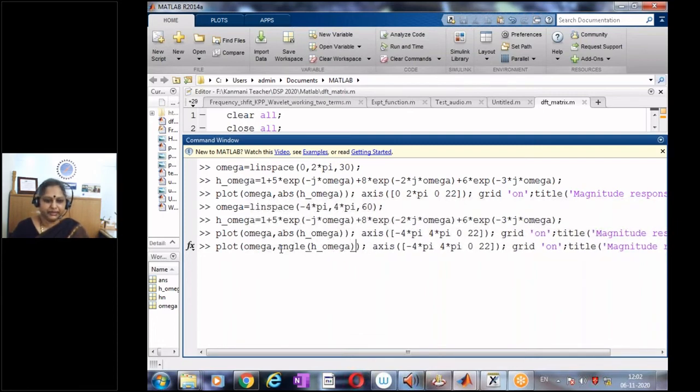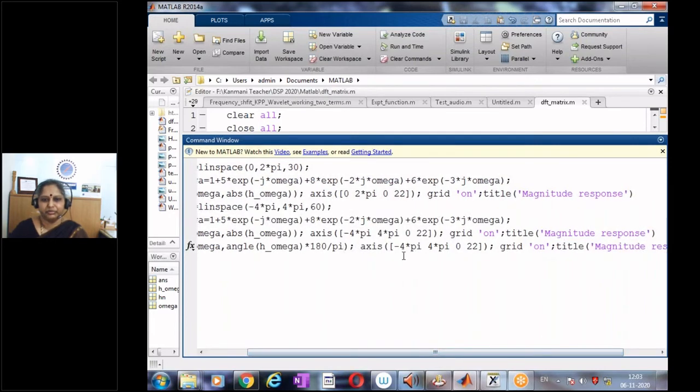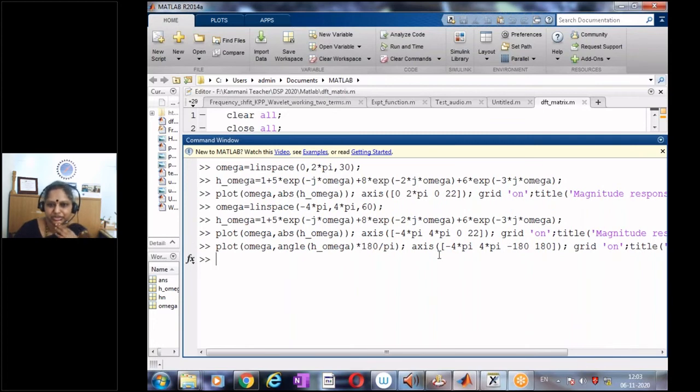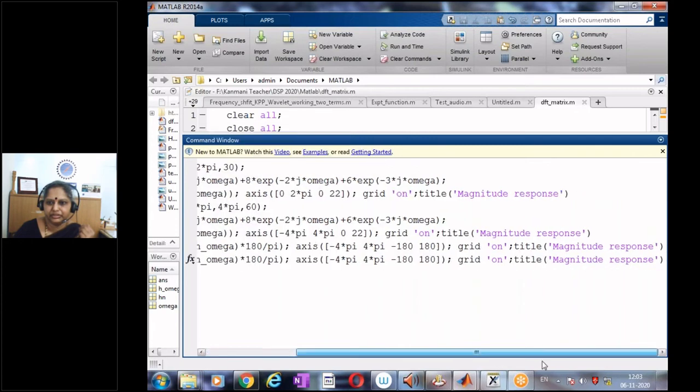And if I want my angle in degrees, let me multiply it by 180 and divide by pi. And my omega, now my new limits are minus 4 pi to plus 4 pi, so that will remain. Now because I'm changing my angle to degrees, my angle will now go from minus 180 to plus 180. And for the title, I should have changed it to phase plot. Let me do that. Now it's not the magnitude response, but it is the phase response.